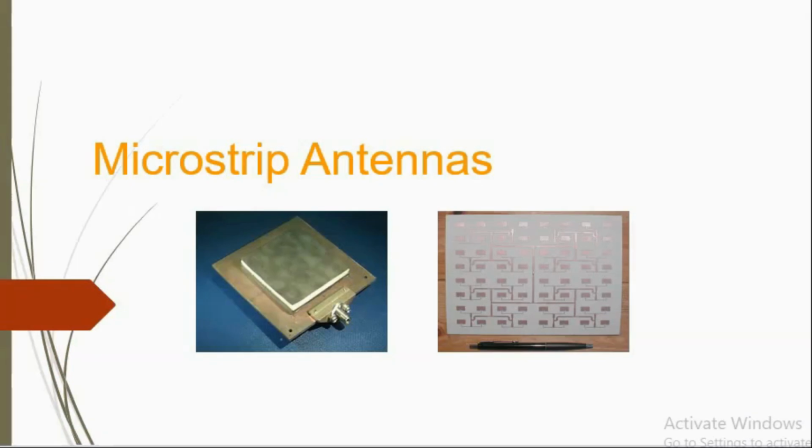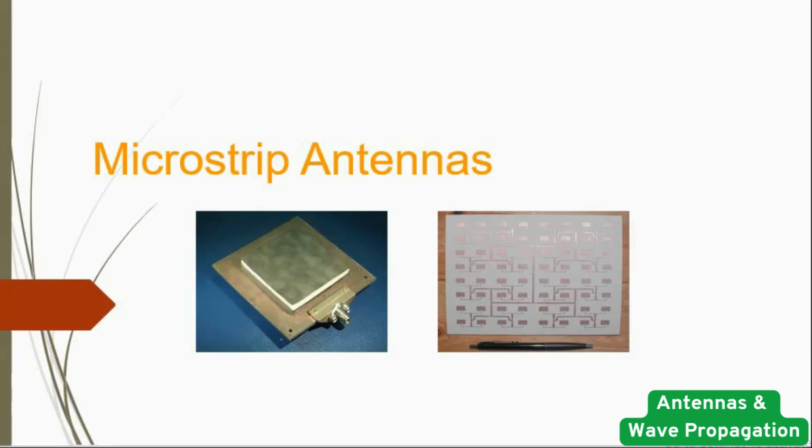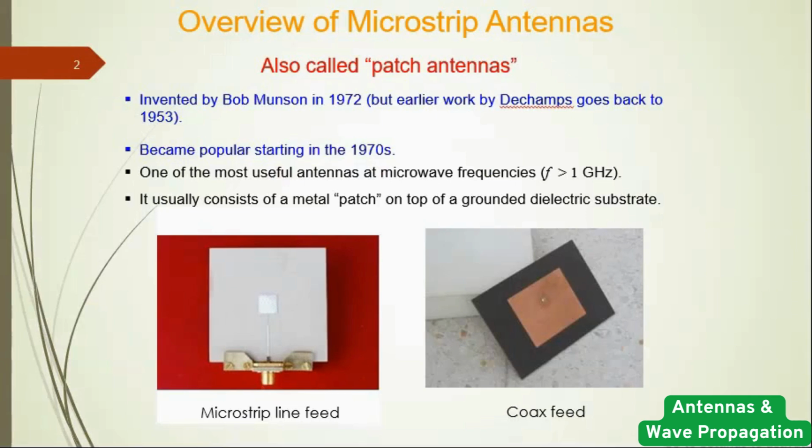Microstrip patch antennas are also often called patch antennas, printed antennas, or simply microstrip antennas. Microstrip antennas are often used where thickness and conformability to the host surfaces are the key requirements. Now let's look into an overview of microstrip lines.